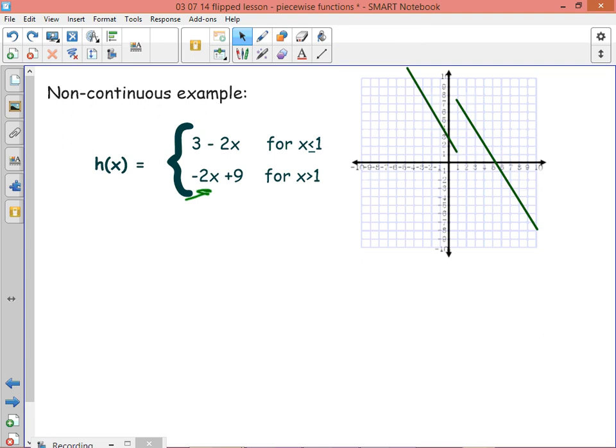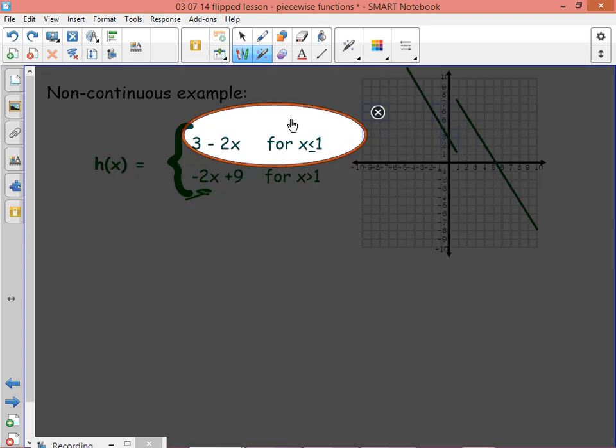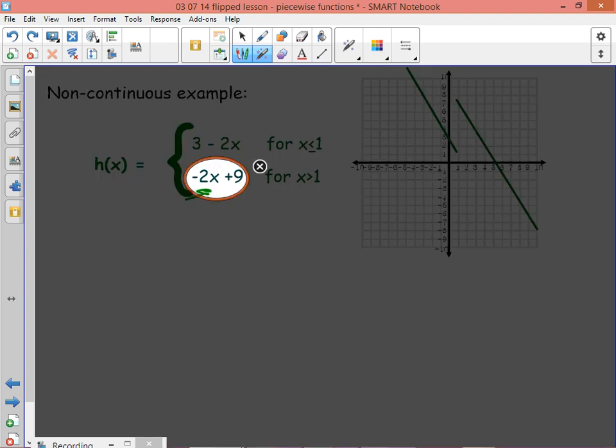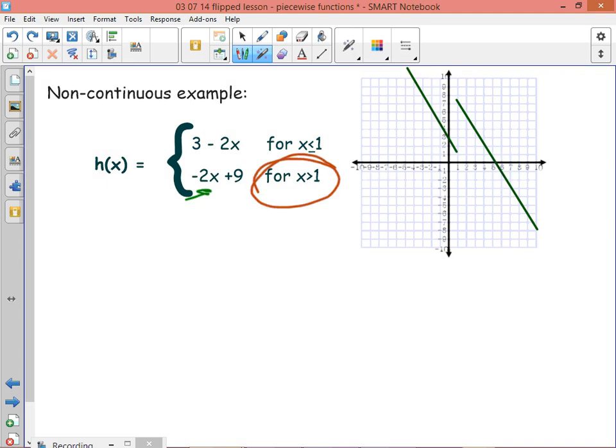All we did in summary is we graphed this and we only count the part when x is less than or equal to 1. Then we graph this function here and we only count the part when x is greater than 1. All right, I'm going to have you guys work on this example here.